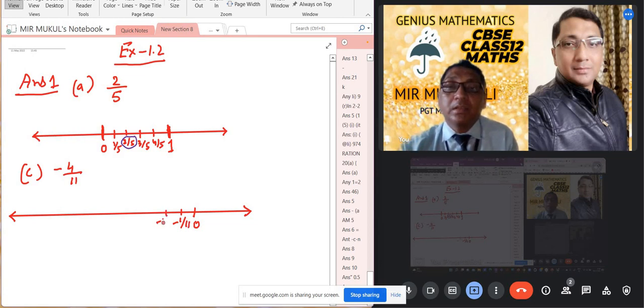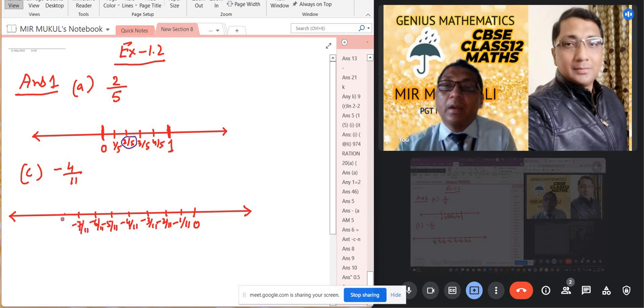1 centimeter minus 2 by 11, 1 centimeter minus 3 by 11, then 1 centimeter minus 4 by 11, minus 5 by 11, then minus 6 by 11, then minus 7 by 11, then minus 8 by 11, minus 9 by 11, then minus 10 by 11, and minus 11 by 11, just mark it minus 1. Okay.